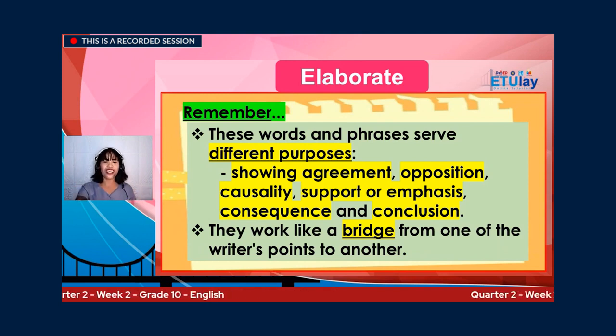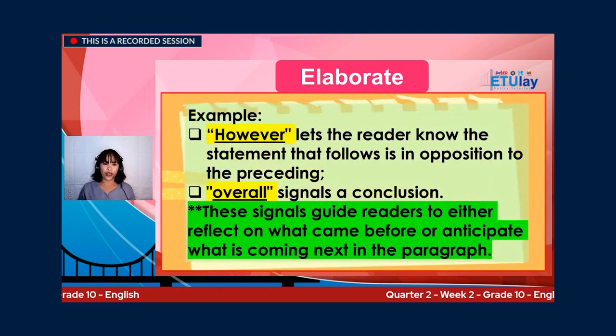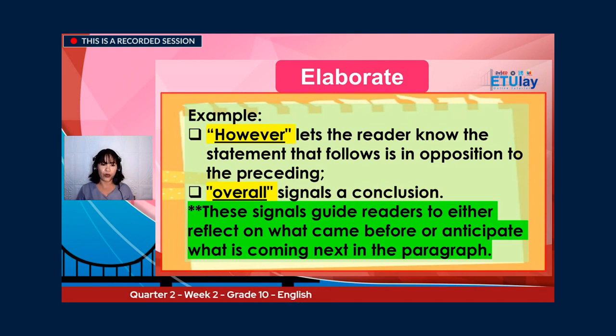Please remember, wanderers, these words and phrases serve different purposes, like showing agreement, opposition, causality, support or emphasis, consequence, and conclusion. They work like a bridge from one of the writer's points to another. That's the role of conjunctions. For example, however, lets the reader know the statement that follows is in opposition to the preceding, and overall signals a conclusion. These signals guide readers to either reflect on what came before or anticipate what is coming next in the paragraph.